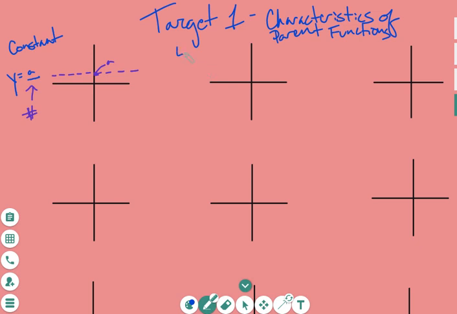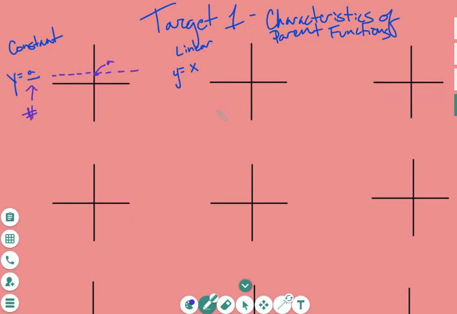Second type would be called linear. Now this is something you should be super familiar with by this point. The parent function of that would be just y equals x. Now when we talk about parent functions, don't forget, parent functions are the most basic form of that equation. Once we start to look at more challenging versions, you might see a slope, you might see a y-intercept. There could be a lot of different things that you see added on to this.